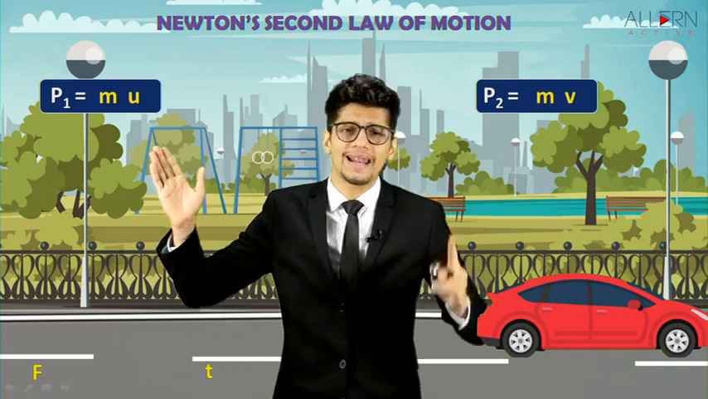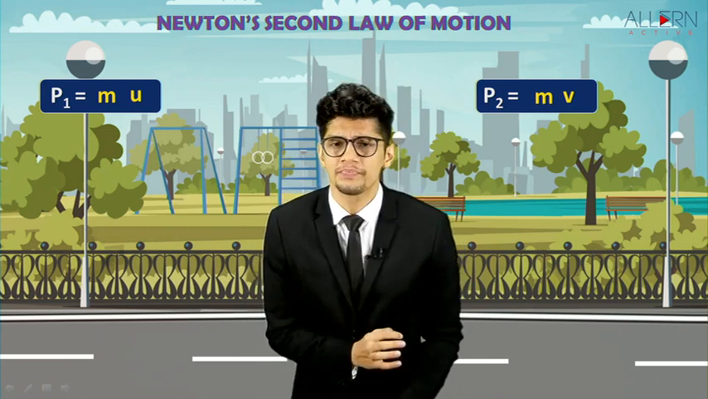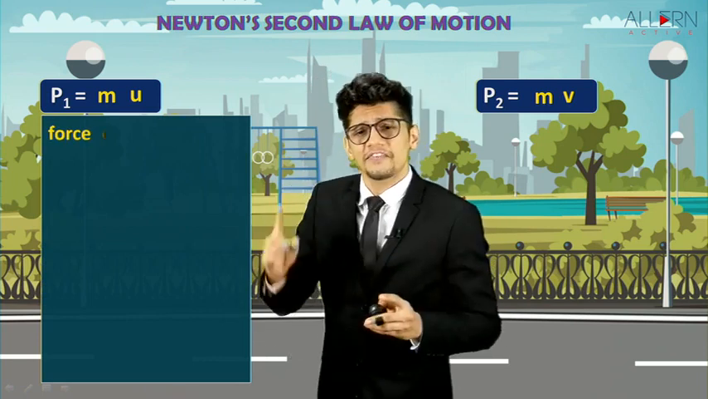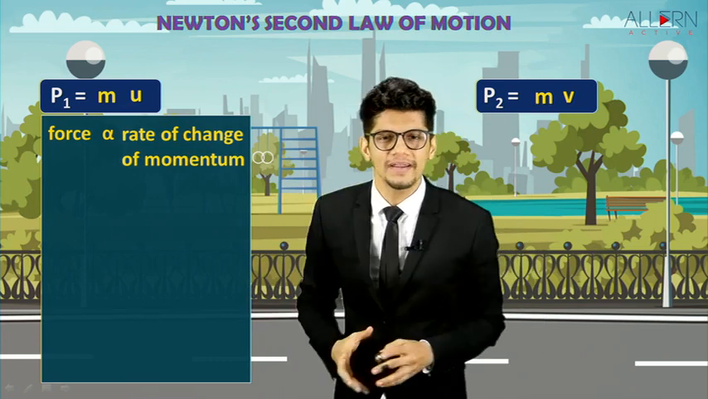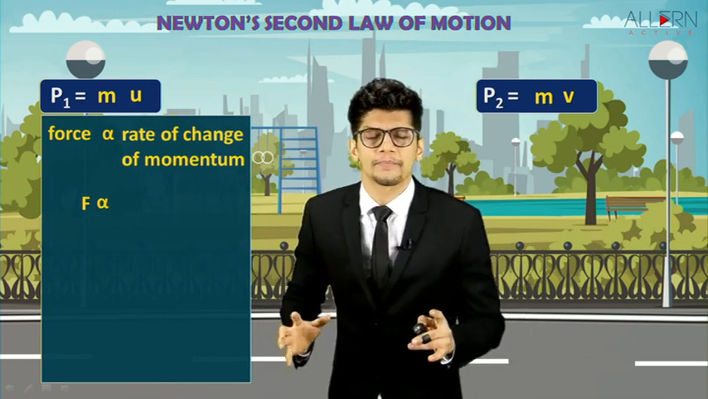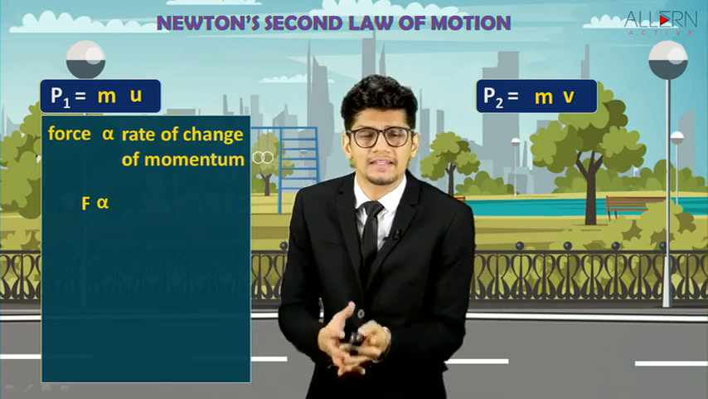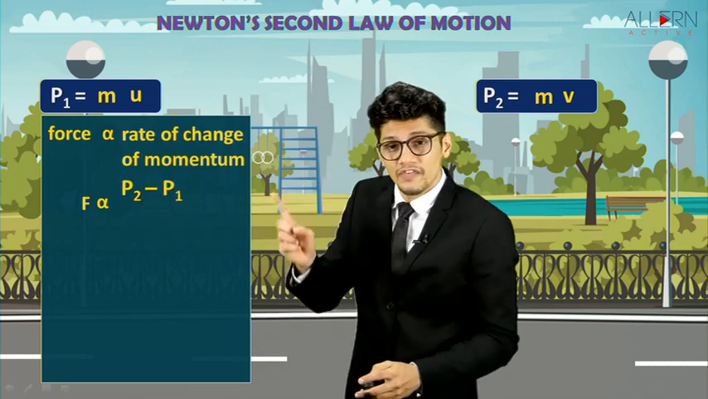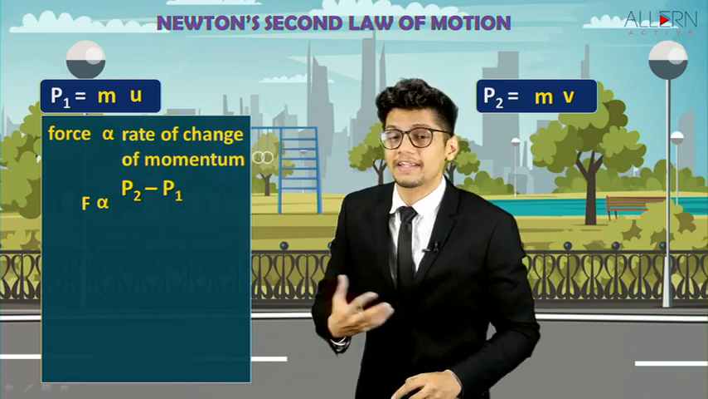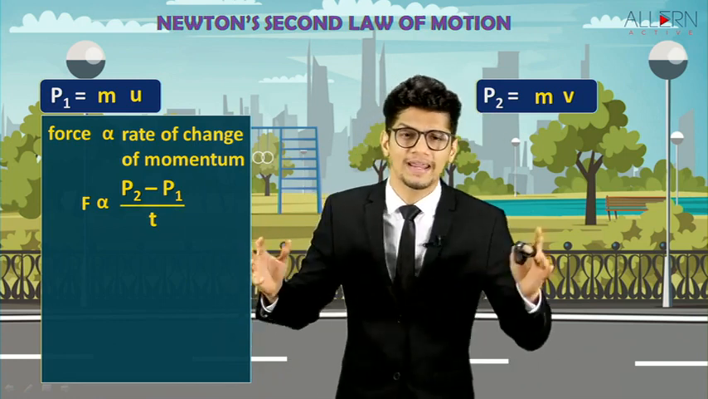So we have the values of P1 and P2. How do we use these two values? Now we have to use the statement of Newton's second law of motion. It says that rate of change of momentum is directly proportional to the applied force, which simply means that force is directly proportional to the rate of change of momentum. Now force is denoted by capital F. So we write capital F, alpha remains as it is. Now rate of change of momentum. We know change of momentum can be found by subtracting the initial momentum from the final momentum. So we have P2 minus P1, because P2 is final momentum and P1 is initial momentum. And rate, we know, means divide by time, so we have upon time, right? So we have F alpha P2 minus P1 upon small t.